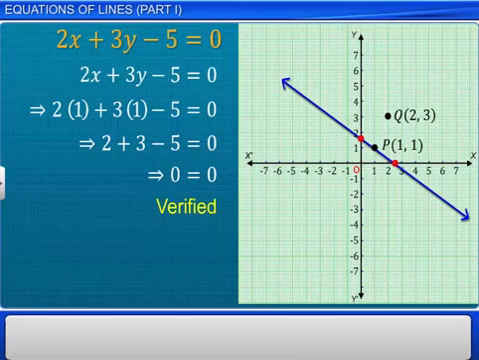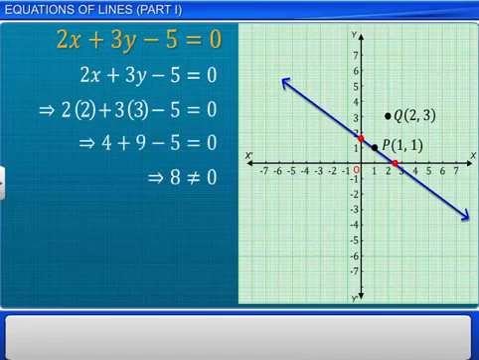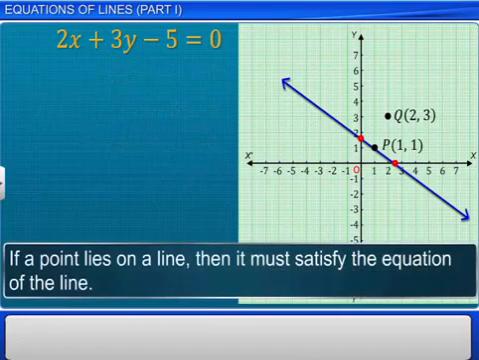However, point Q(2, 3) does not satisfy the equation of the line. Hence, for a point to lie on a line, it must satisfy the equation of the line.